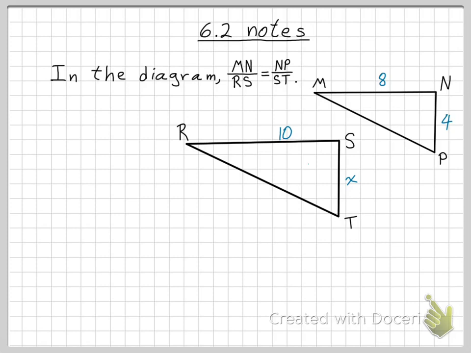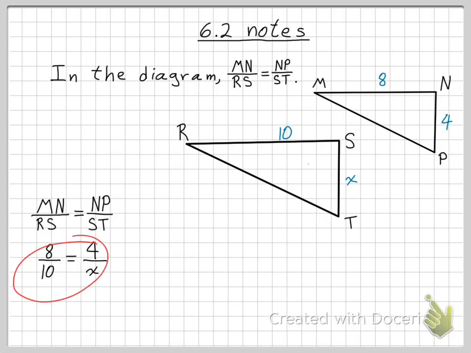In the diagram, MN divided by RS equals NP divided by ST, and we need to solve for this missing length ST. You start off by writing down the given proportion and then filling in what you know. By looking at the diagram, I can see that MN is 8, RS is 10, NP is 4, and ST is x. We don't know what ST is. That's our job to find out.